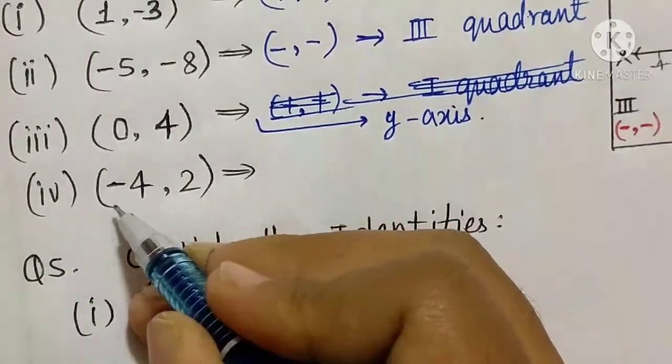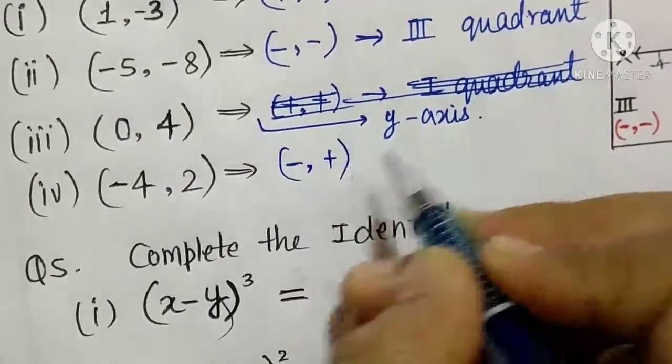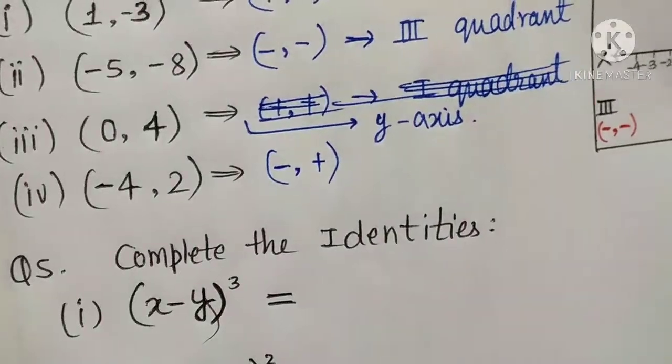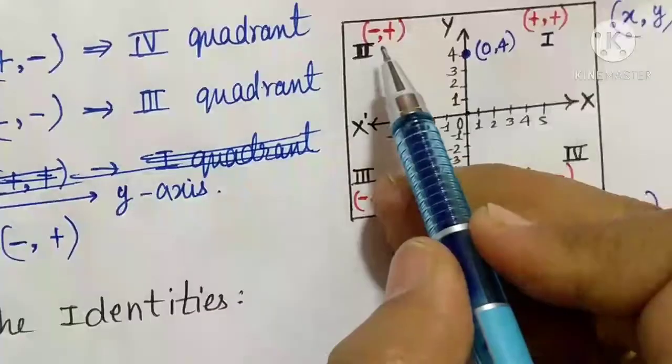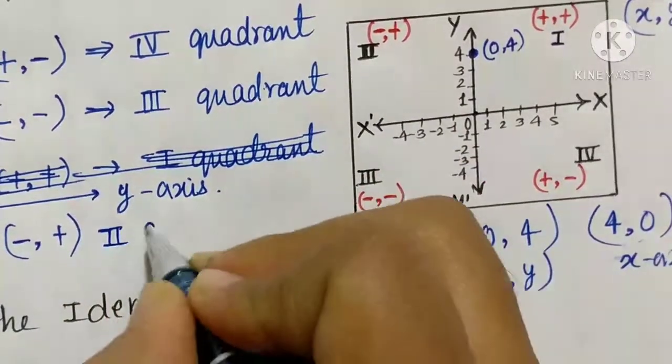Now minus 4 comma 2, it means minus plus. So minus plus we know very well, it is coming on second quadrant. Minus then plus, so second quadrant.